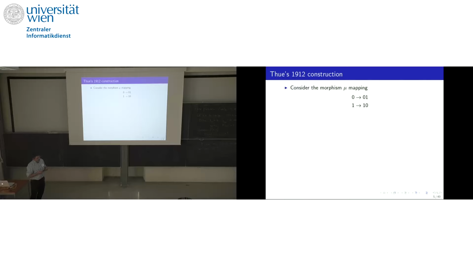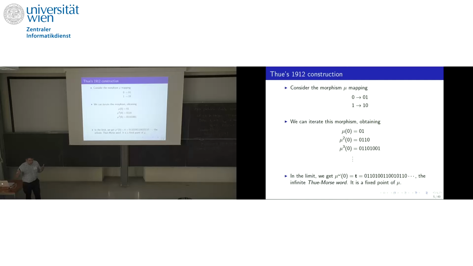Okay, so in 1912, he invented what's now called the Thue-Morse morphism. So this is the mapping that sends 0 to 0, 1, and 1 to 1, 0. And now we can iterate this morphism, applying it over and over again, and we get this infinite word in the limit, 0, 1, 1, 0, 1, 0, 0, 1, 1, 0, 0, 1, 0, 1, 1, 0, 1, 0, 0, 1, 0, 1, and so forth, which is the infinite Thue-Morse word. And this word is a fixed point of mu. So you apply mu to t, you get t again.